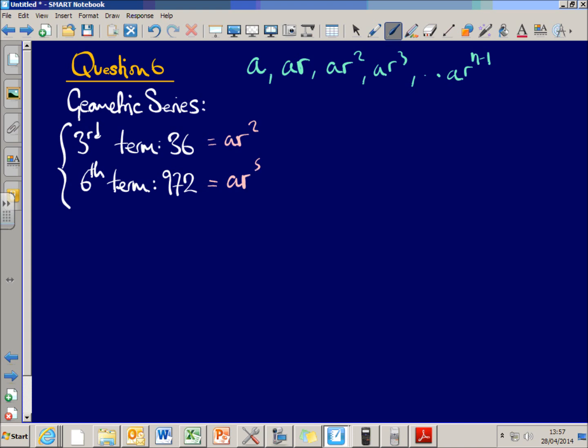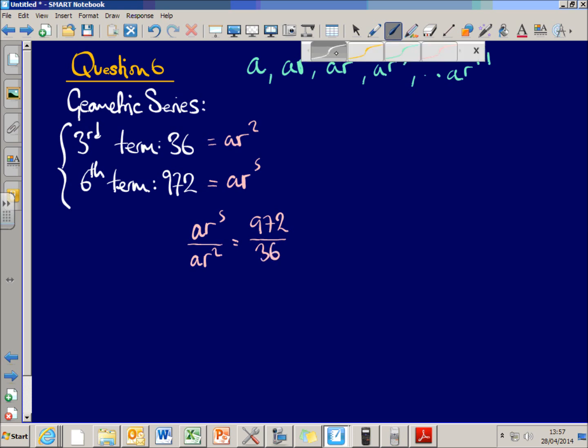Okay. So I want to find out what r is. What do I do? Divide. Which one by which one? Yeah, ar to the power of 5 divided by ar squared should be the same as 972 divided by 36. Is that true? Okay. The a's are going to cancel. That's the point of doing it. I'm going to lose the r's off the bottom, and I'm going to lose 2 r's off the top, so that's going to turn into a cube there. So I get r cubed is equal to 972 divided by 36.